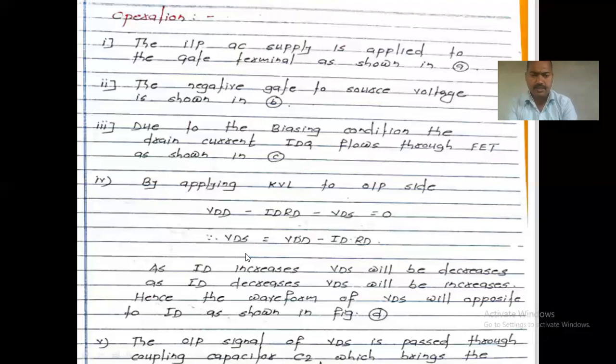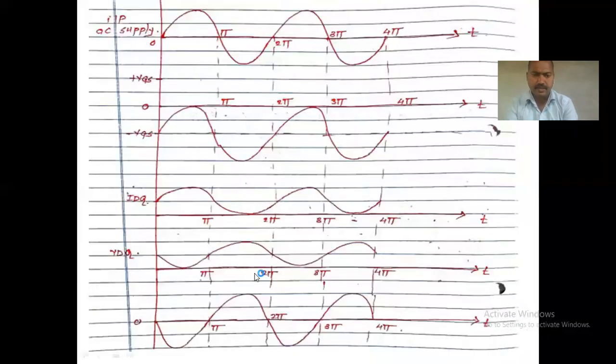लक्षात घ्या, म्हणजेच there should be a relationship between your VDS and ID. If ID increases, VDS reduces. See here, ID increases, VDS reduces, then ID reduces, VDS increases, and then ID increases, VDS reduces.